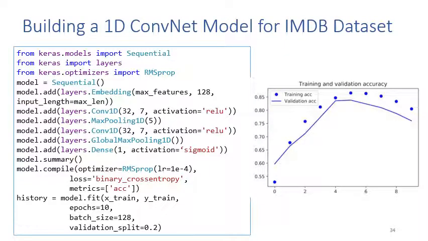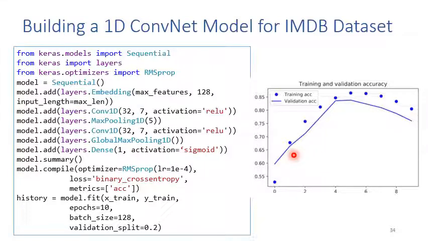Let's build a 1D convolution model for classifying IMDB movie reviews. So we can import the Conv1D layers. It's like the 2D version. We have the Conv1D, and we can assign the filter size, and then the MaxPooling1D, the Conv1D, and the GlobalMaxPooling1D. Finally, we will add one dense layer with sigmoid activation function.